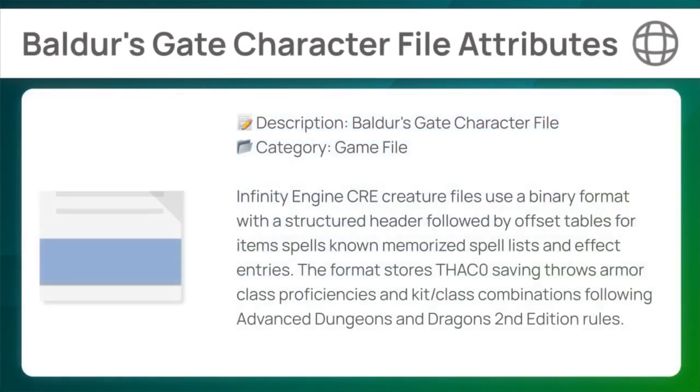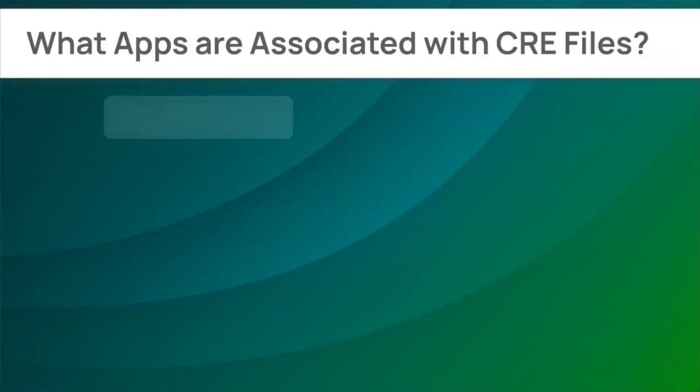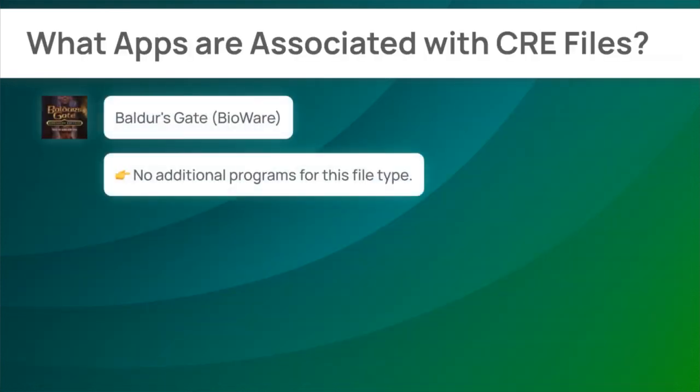Infinity Engine CRE creature files use a binary format with a structured header, followed by offset tables for item spells, known and memorized spell lists, and effect entries. The format stores saving throws, armor class, proficiencies, and kit class combinations following Advanced Dungeons & Dragons 2nd Edition rules. We suggest testing the CRE file first with the utility Baldur's Gate from BioWare.